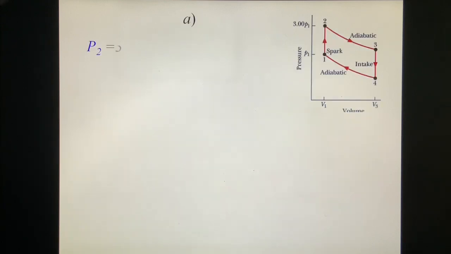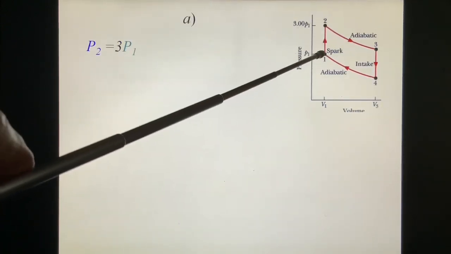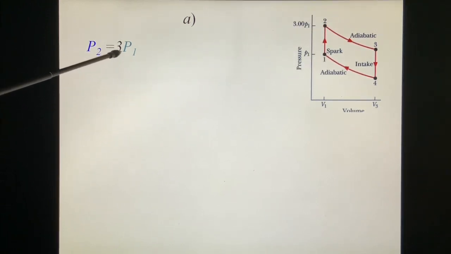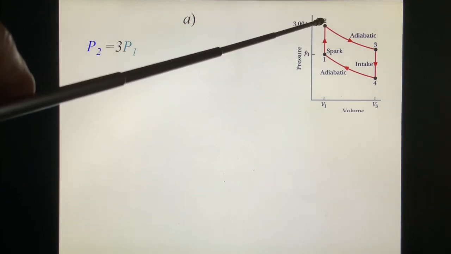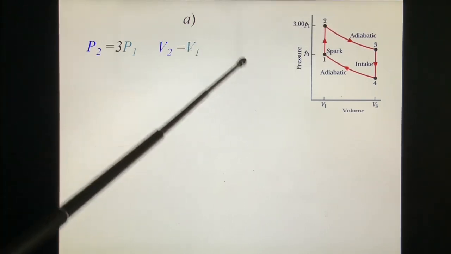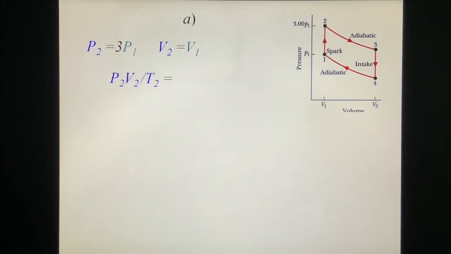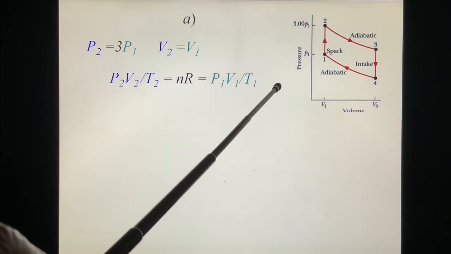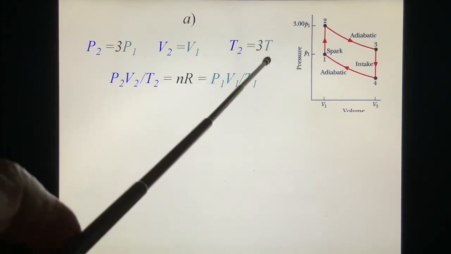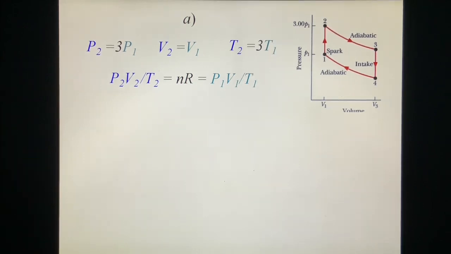Now we see this one. First we find P2. P2 is 3 P1, given. V2 is equal to V1. Because P2 V2 over T2 equals P1 V1 over T1, we find T2 equal to 3 T1.